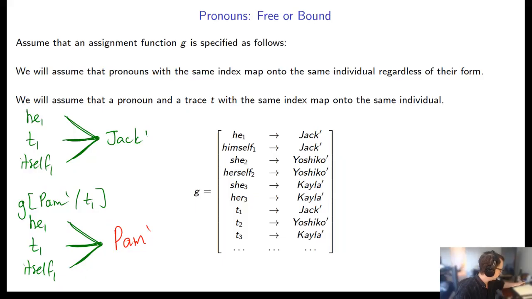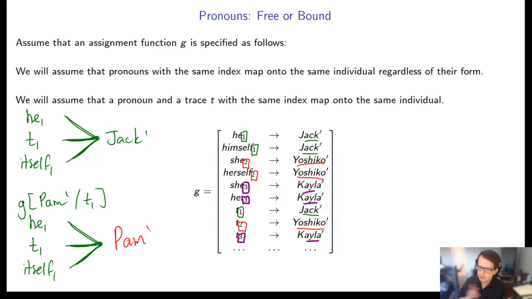So you'll notice in this little assignment function here, when we have he1, himself1, and t1, these all have the same name, Jack prime. When we have she2, herself2, and t2, in this case, these are all Yoshiko. When we have she3, her3, and t3, these are all Kayla. So the numbers all correspond to the same person.